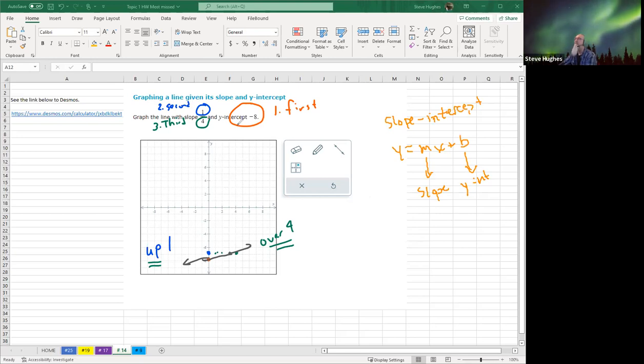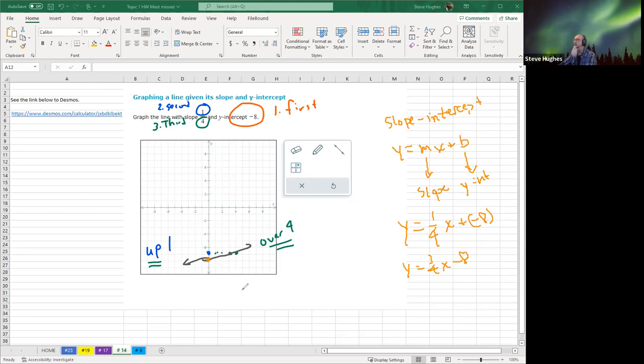It says we have a slope of 1/4 and a y-intercept of -8. That means we have y equals 1/4 x plus -8, which is simply y equals 1/4 x minus 8. Now, step one, you can see I've written it on here. Step one, plot your y-intercept. That's right there.